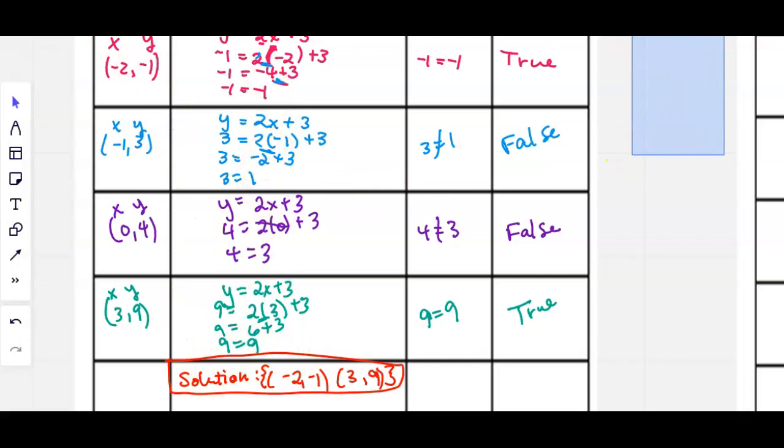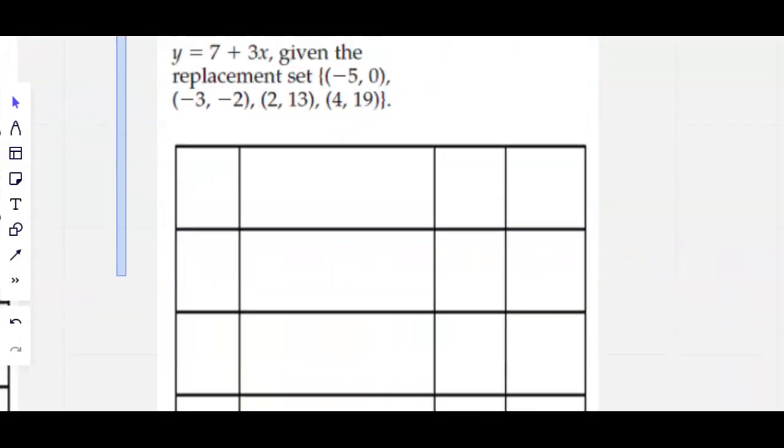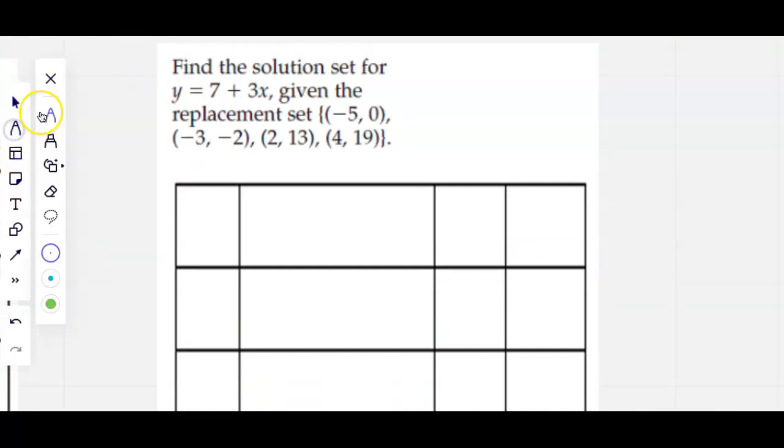All right, let's see one more of these. So let's scroll them over here. There we go. And this is set up the same way. So we're given our equation here. So it says to find the solution set for y equals 7 plus 3x given the replacement set. We're going to set up our table the same way, x, y. Then our equation, y equals 7 plus 3x. Does it equal each other? And then where we write true, false.